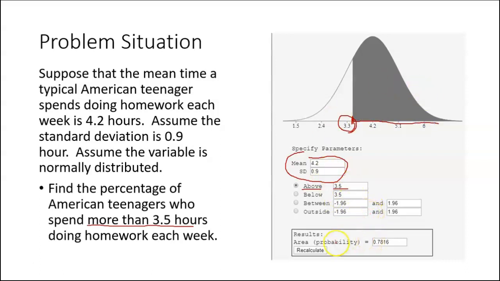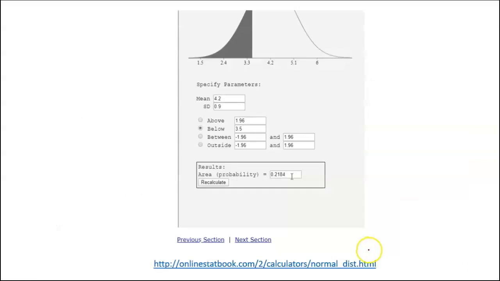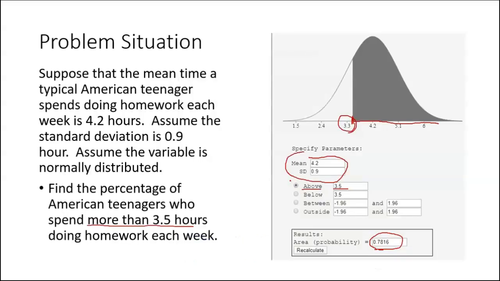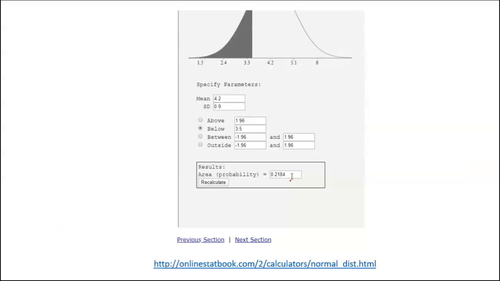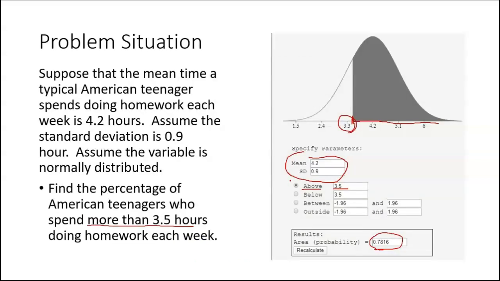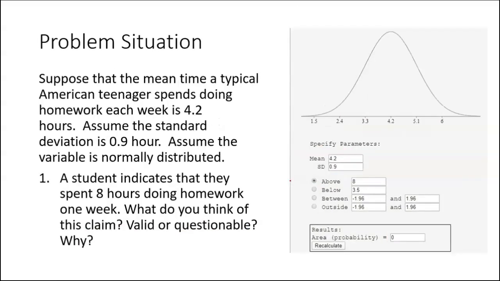Thank you so much, computer. I hit recalculate and it says about 78%. Now, if you remember back on the previous one, it was about 22% were less than 3.5 hours of homework. 78 is more than 3.5, and that should make some sense to you because roughly 22 and roughly 78 add up to 100%. There's nothing more. You can either be less than or more than 3.5, and so together these two should add up to 100%, and they do.